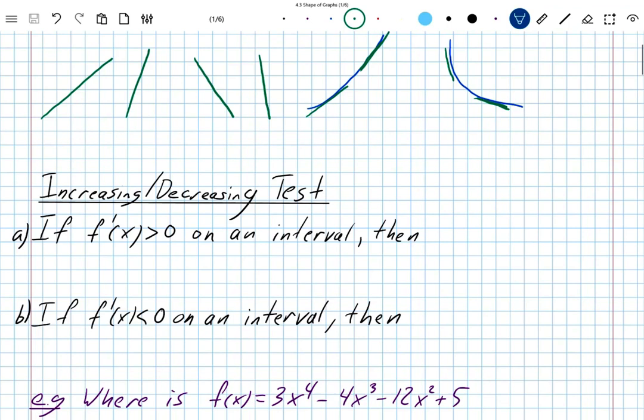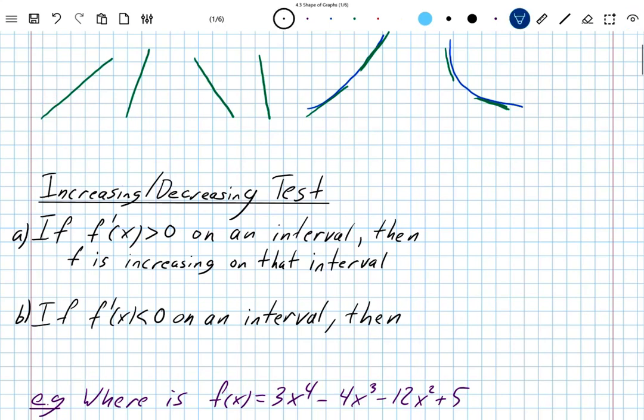If f prime is greater than 0 on an interval, then what could you say about the graph? And our answer here is that f is also increasing on that interval. Right? If the slope of the tangent line is positive, then the graph must be going up. It must be increasing.